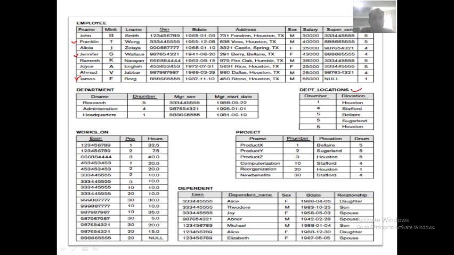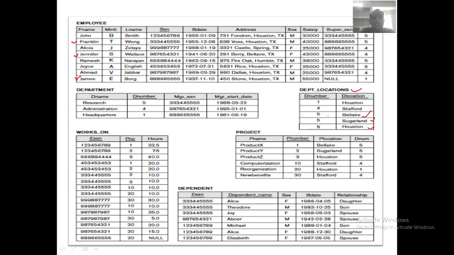Then department number 5. See here now. Department number 5 is which one? Research department. The research department is located in 3 different locations. One is at Bel-Air, and second one is Sugarland, and third location is Houston. It is located in 3 different cities, but the department number is the same.